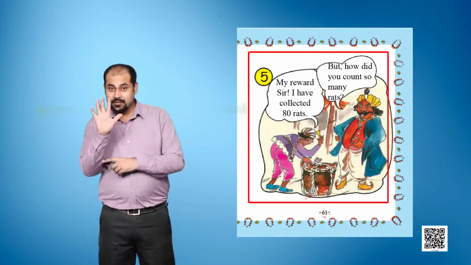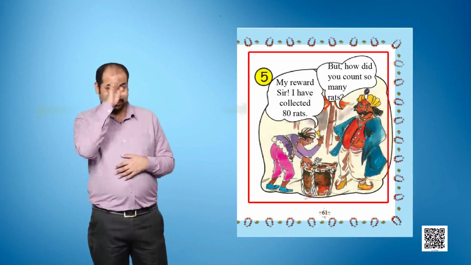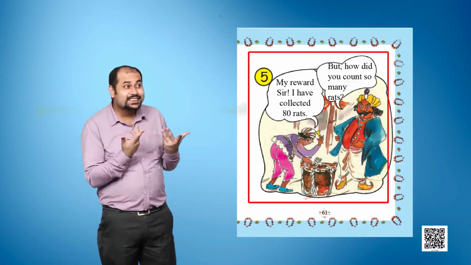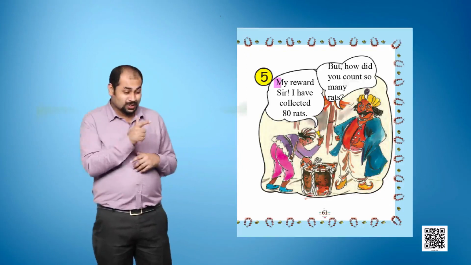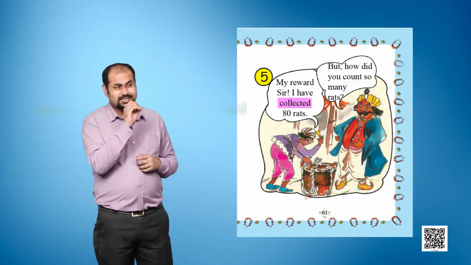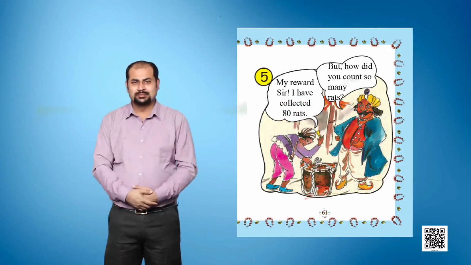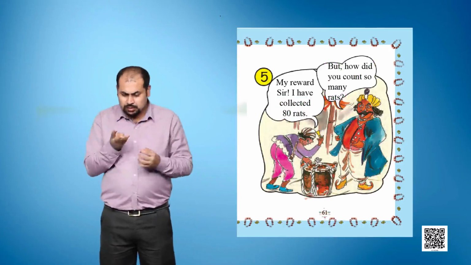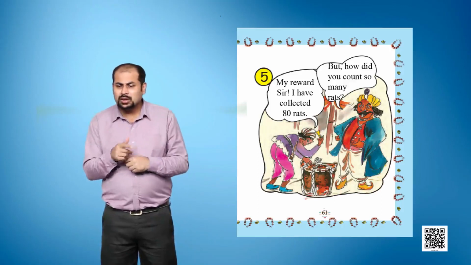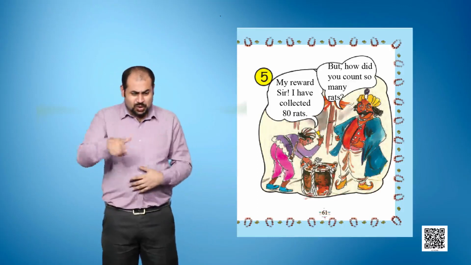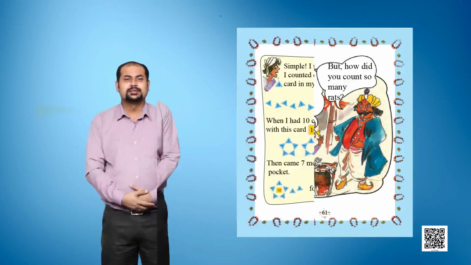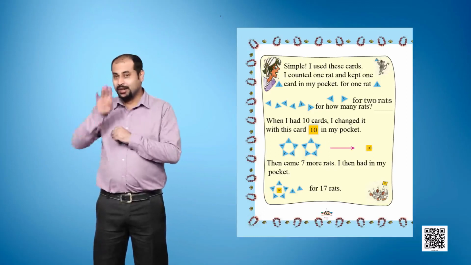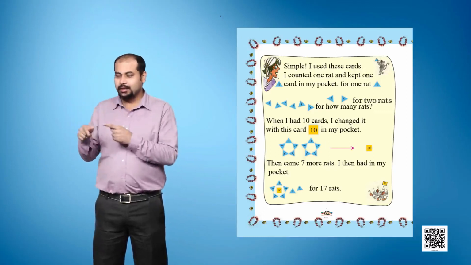Picture 5 shows the flute man talking to the king. Flute man says, "My reward, sir? I have collected 80 rats." King responds, "But how did you count so many rats?" Page number 62. The conversation between flute man and the king continues on this page.